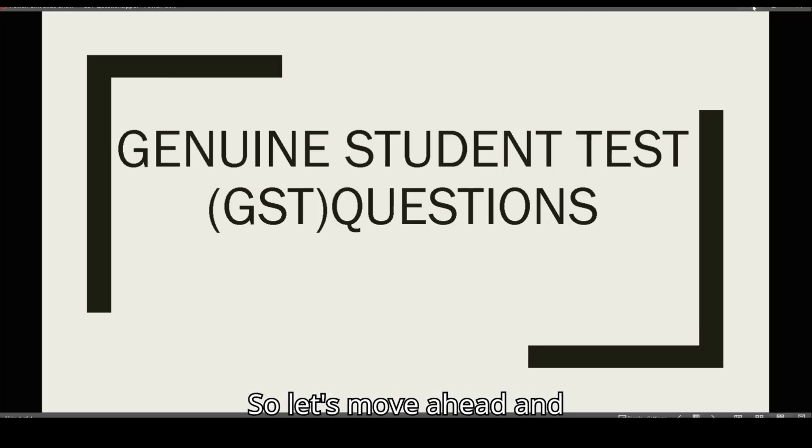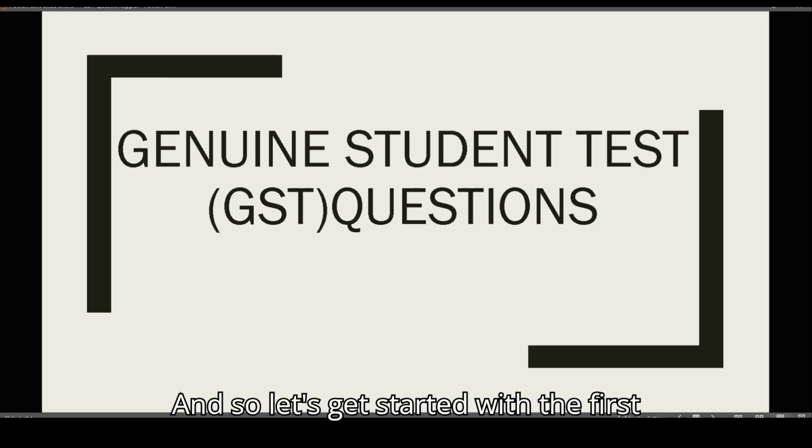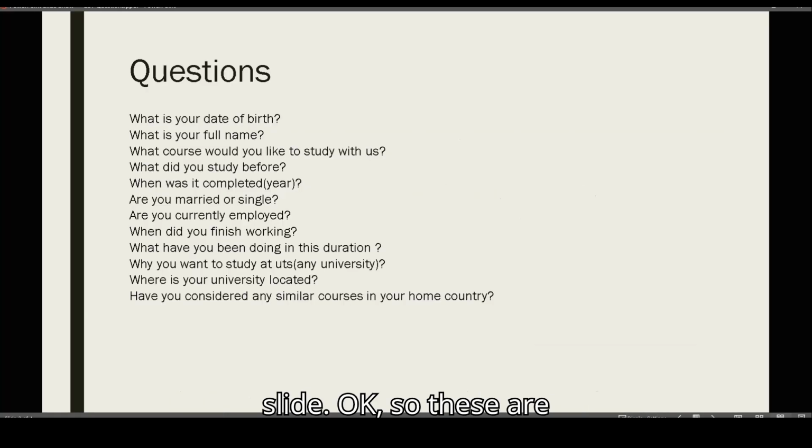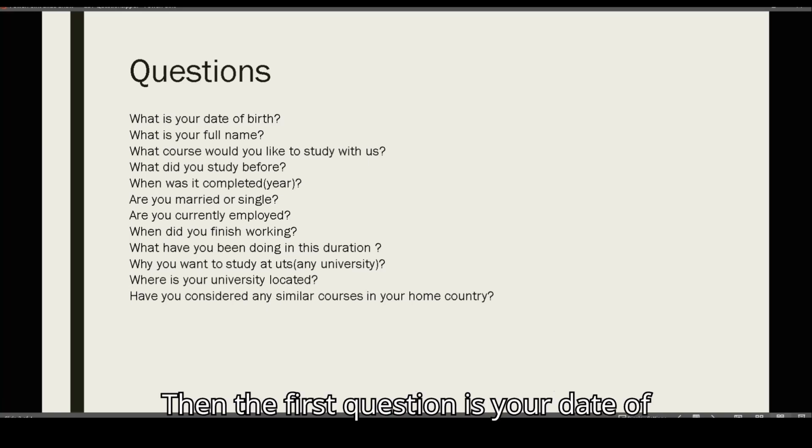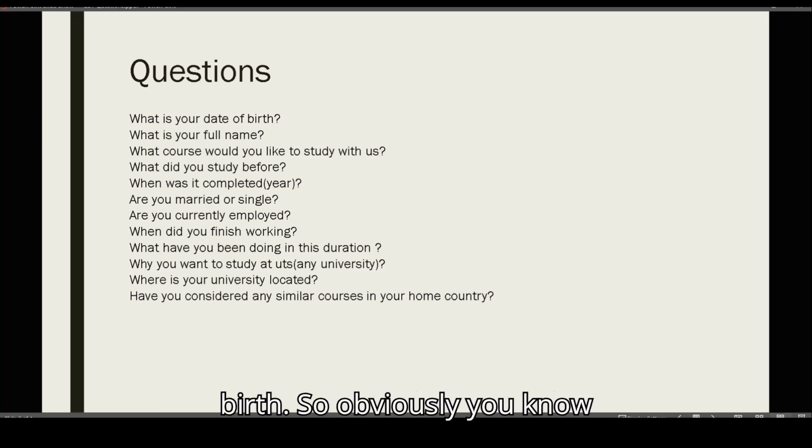So let's move ahead and see what questions are asked to a student in a genuine student test interview call. Let's get started with the first slide. These are the pretty basic questions they're going to ask you. As they call you, first they confirm your identity, then the first question is your date of birth. Obviously you know that. Then your full name.